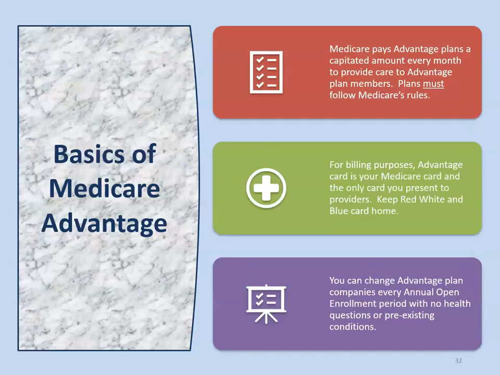So the basics of Medicare Advantage is that Medicare pays Advantage plans a specific amount every month to provide care to Advantage plan members. So these plans have to follow Medicare's rules. For billing purposes, your Advantage card is going to be your Medicare card and the only card you present to your providers. You can keep your red, white, and blue original Medicare card at home. Now, you can change Advantage plan companies every annual open enrollment period with no health questions or pre-existing conditions. So those are the basics of Medicare Advantage.